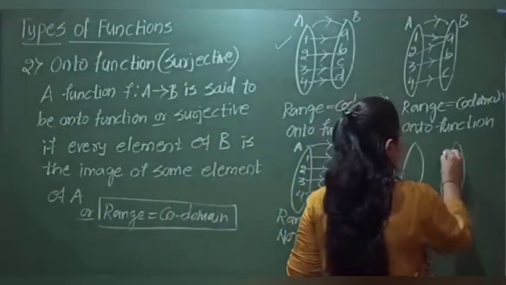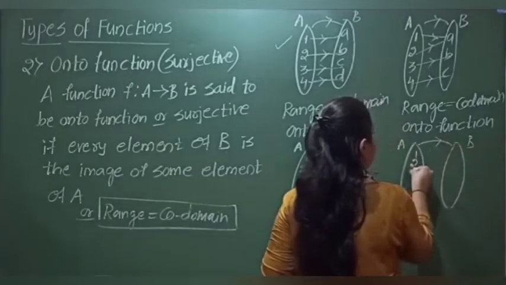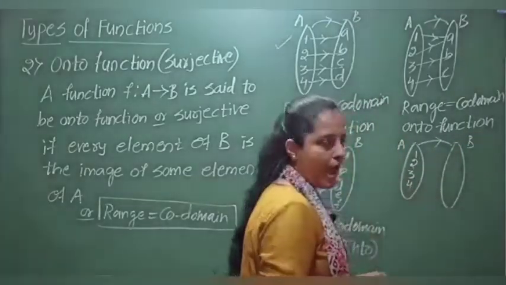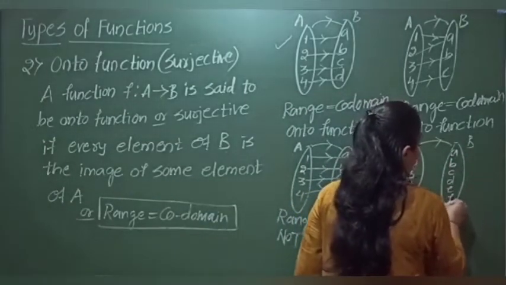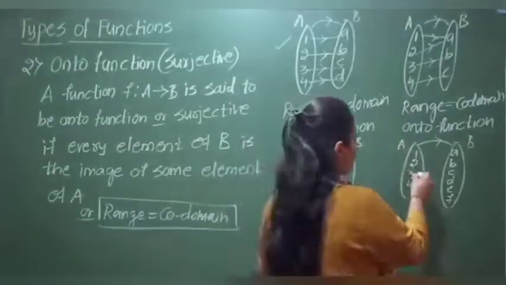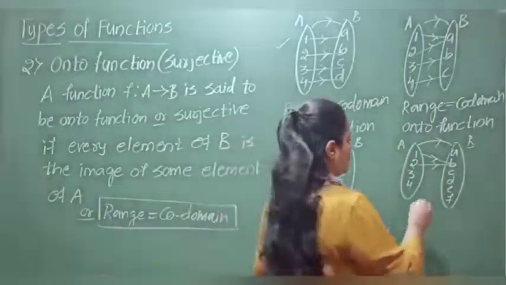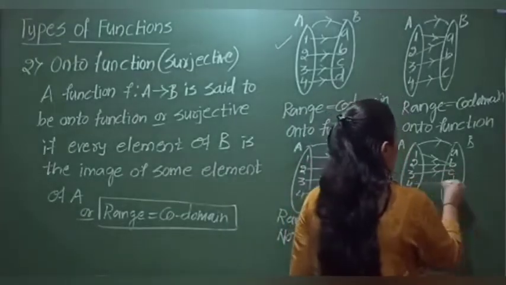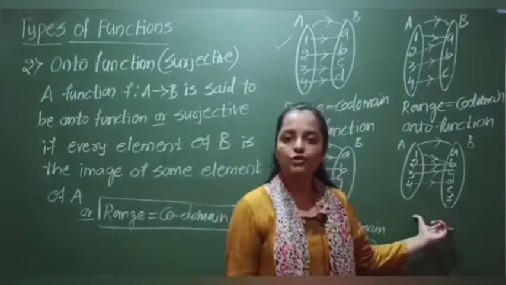So now I'll take another example from set A to set B. Now set A is having elements 1, 2, 3, 4 and set B is having elements A, B, C, D, E and F. Now 1 is connected to B, 2 is also connected to B, 3 is connected to C and 4 is also connected to D. Now think, is it onto function?